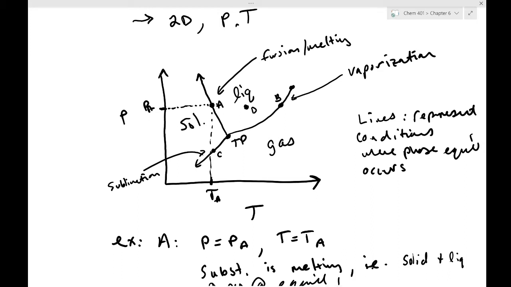He's got jokes. TP, this is called the triple point, not the toilet paper, the triple point.